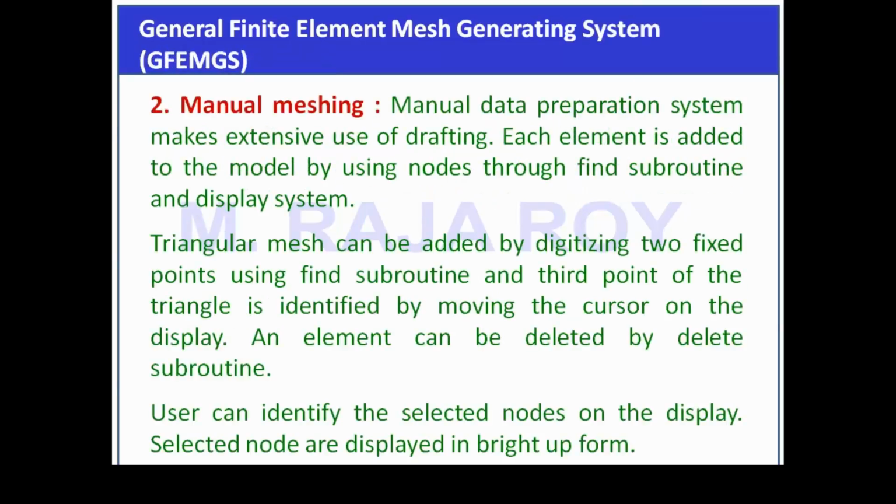Manual meshing. The manual data preparation system makes extensive use of drafting. Each element is added to the model by using nodes through the find subroutine and display system. A triangular mesh can be added by digitizing 2 fixed points using the find subroutine, and the third point of the triangle is identified by moving the cursor on the display.